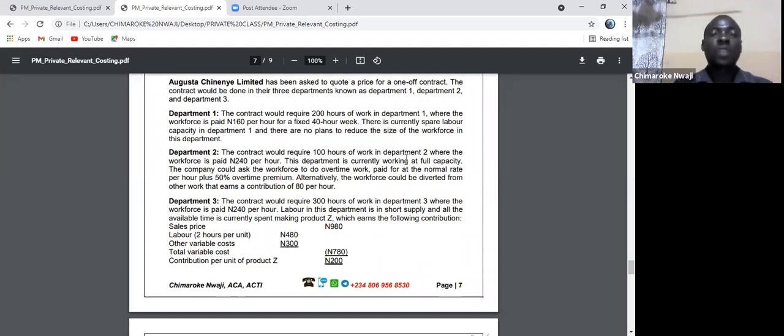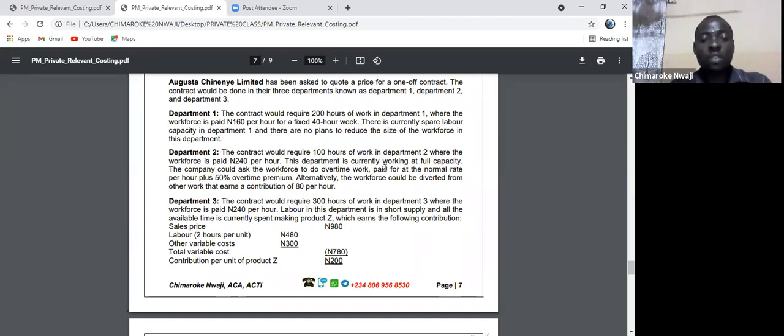So we've asked the first question, is it in permanent labor? Yes. Do they have spare capacity? No. We're now at the third question. Is overtime possible? Here we see that the company is asking them to do overtime. And if overtime is possible, look at what they'll be paying them. They'll be paying them the normal rate.